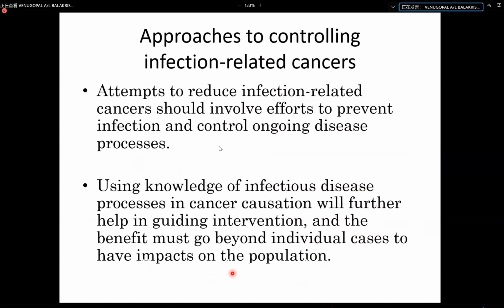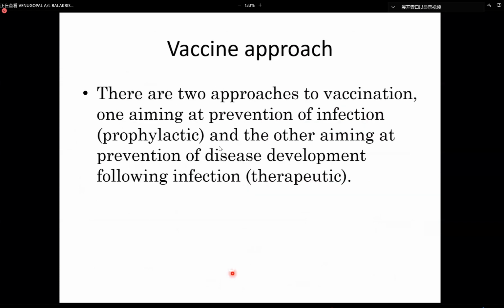So if you go and look, even in Malaysia, we have a cervical screening program so that people would be aware. And when you go for the cervical screening program, the doctors and nurses will explain what the safe practices are, how you can reduce the infections, and so on. Another one is the vaccine approach. There are two approaches to vaccination. One aims at prevention, which is prophylactic. Another aims at preventing disease development, which is therapeutic.